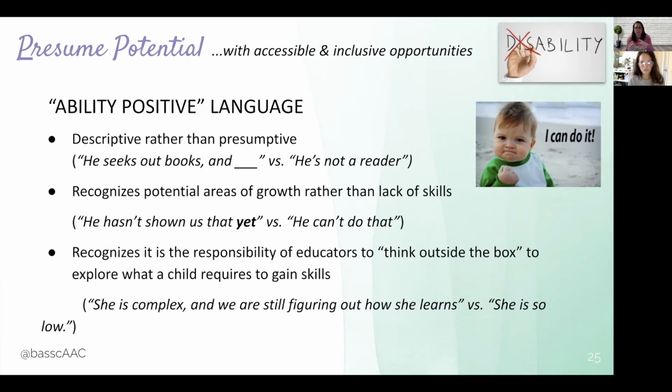So this one I love a lot, that she is complex, or sometimes I'll say, they're a puzzle. It's like my go-to: they're a puzzle for me. And we're still figuring out how they learn or how they're going to best communicate, versus she is so low. Because it's on us, we're still trialing, we're doing different things. So we're still figuring it out.